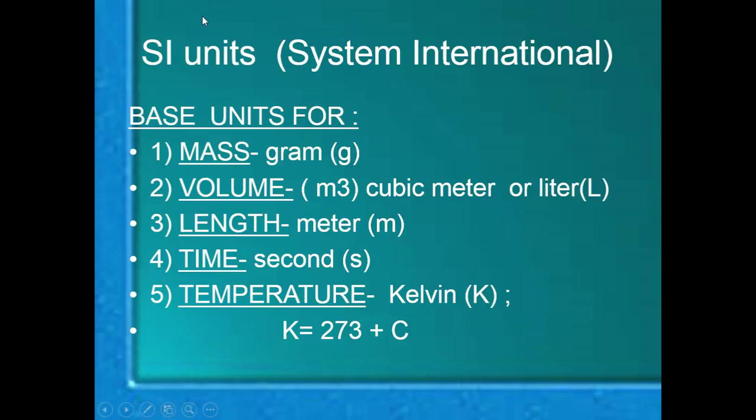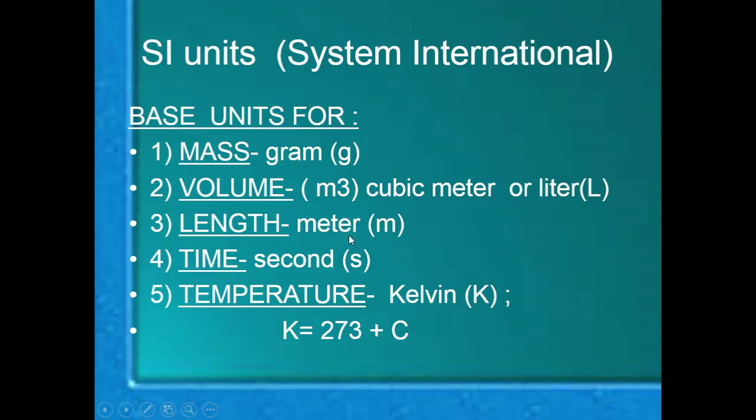The first base unit we're going to look at is mass. Mass's base unit is a gram. We represent that by a little g. Volume. We measure it in cubic meters, but in science most of the time with the instruments we use, we have a liter. So 1 cubic meter is actually equal to 1 liter.